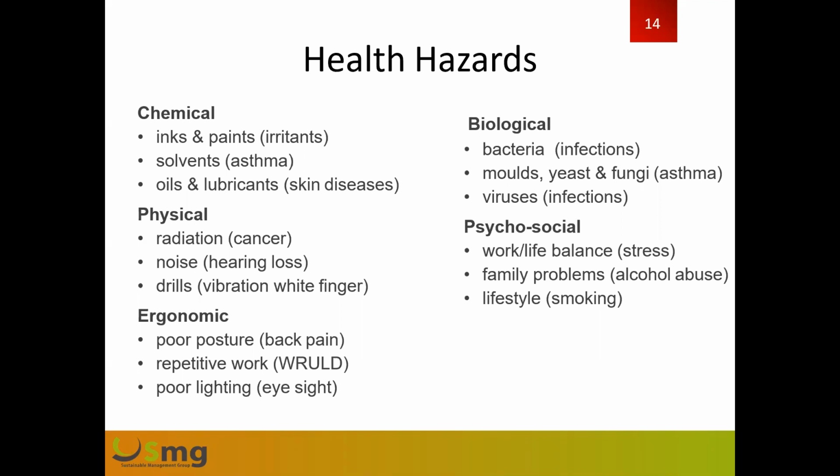So health hazards include chemical hazards like inks and paints, which can be irritants, solvents, asthma, and oils and lubricants, skin disease. Physical hazards include radiation, cancer, noise, hearing loss, drills, vibration, white finger. Then ergonomic hazards, poor posture. So these are the types of hazards: chemical hazards, physical hazards. An ergonomic hazard is any hazard related to the body of the person, the skeleton, the muscles, the musculoskeletal system.